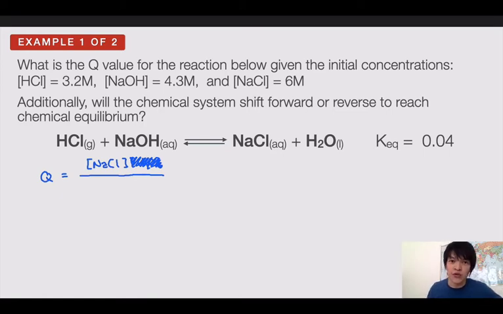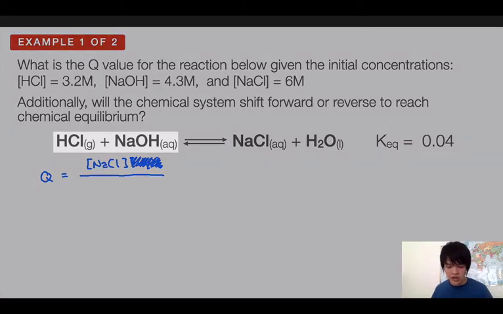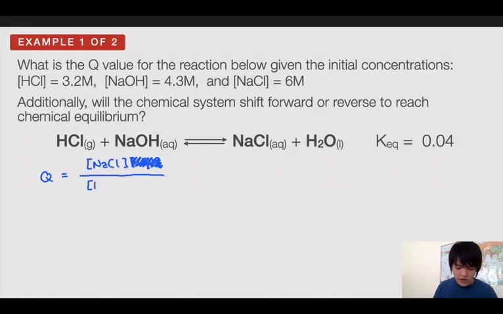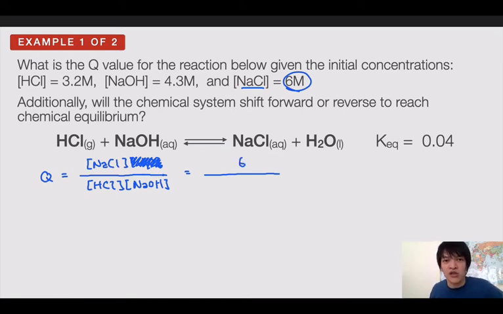On the bottom, we're going to put the reactants. There's two reactants. The first reactant is hydrochloric acid. The second reactant is sodium hydroxide. Now since there are no coefficients for this chemical equation, that means that there are no exponents in our reaction quotient calculation. Now we're just going to start plugging in the numbers. For NaCl, what's the concentration? It's 6 molar. So on the top, NaCl concentration is 6 molar.